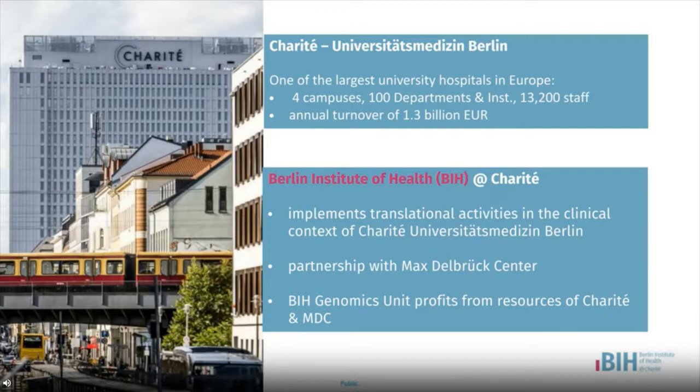The Berlin Institute of Health constitutes, next to the university hospital and the faculty, the third pillar of the Charité. The Berlin Institute of Health executes a range of research programs implementing translational activities in the setting of the Charité University Hospital. BIH clearly benefits from a strong partnership with a top-ranked institution in biomedical research, Max Delbrück Center. In that respect, the BIH Genomics unit that I'm representing today profits from both environments.